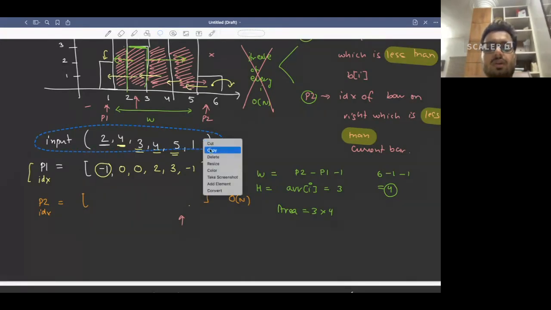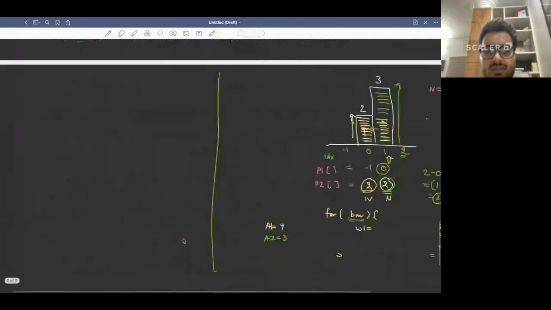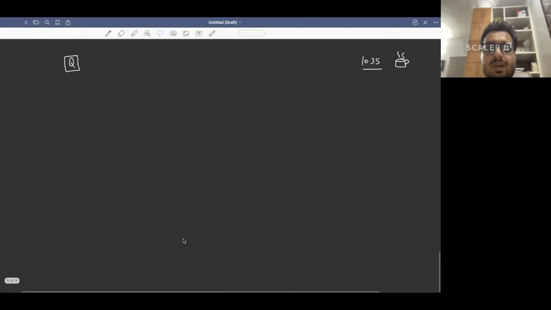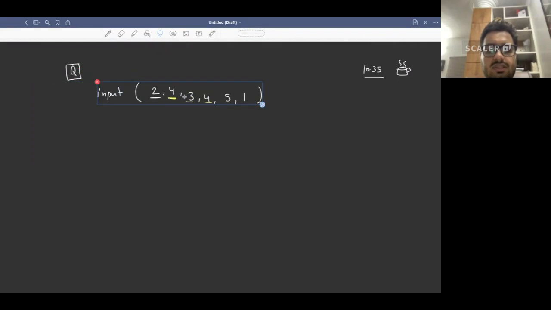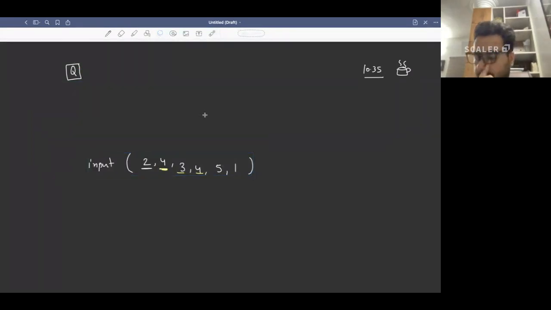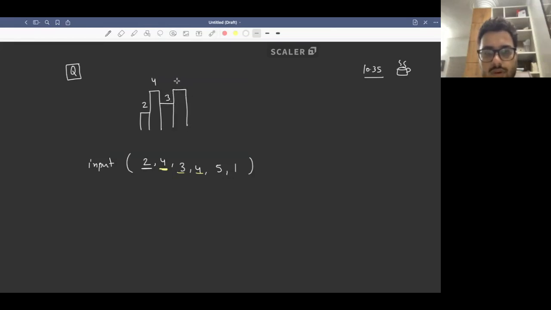See, this is an important question for today. If you understand this, you will be easily able to understand the next problem. So that's why I'm spending a little more time on this problem, right? So this is the input array, right? Maybe I should draw the bars also. 2, 4, 3, 4, 5, and 1, right? Fine. Right?